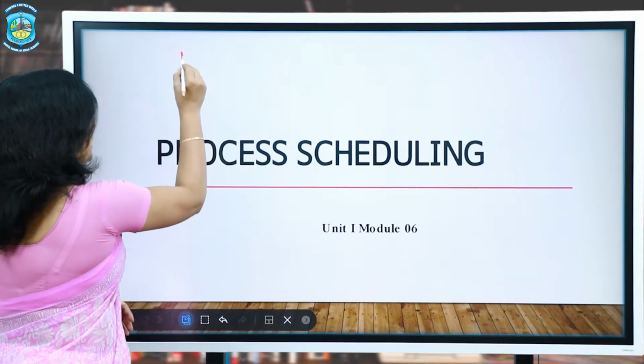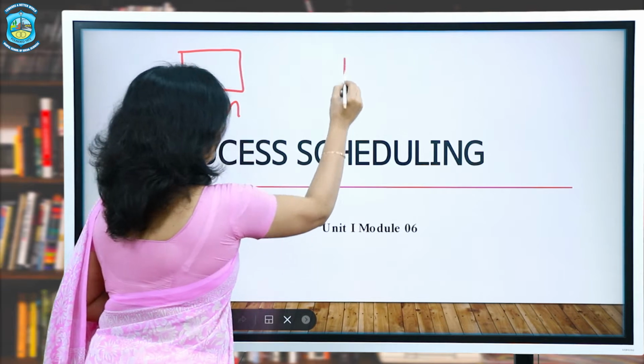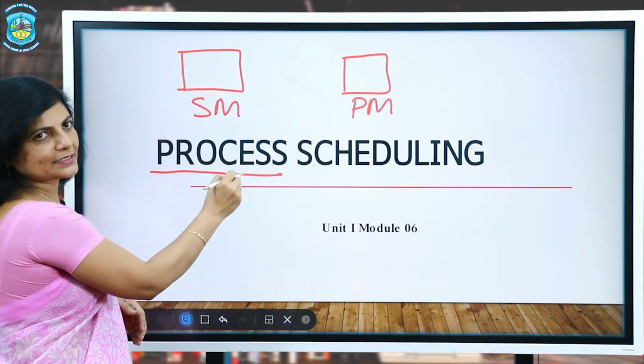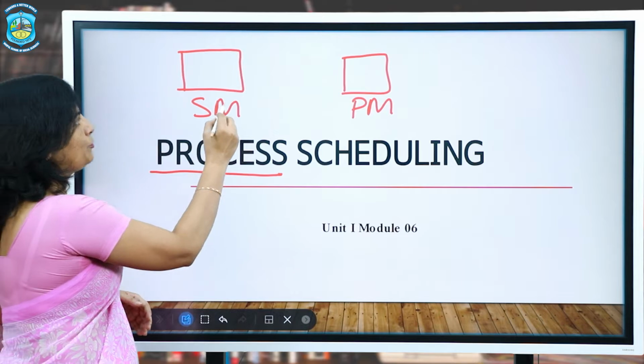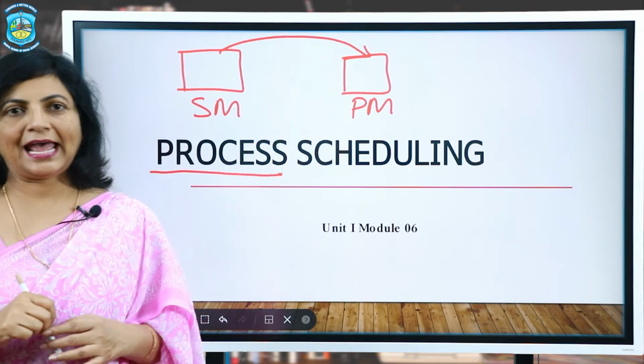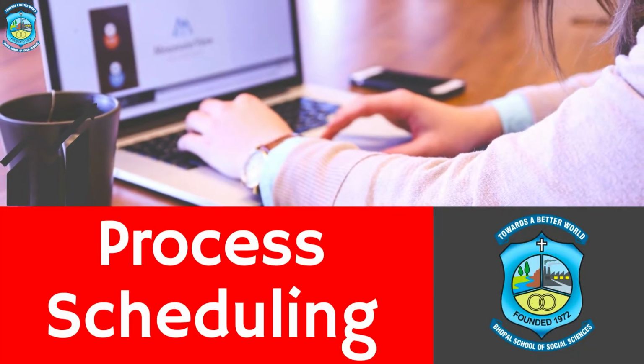In the previous module, I explained process management, where we learned that a part of a program, when moved from the secondary memory to the primary memory, is known as a process. A piece of a program, when moved from the secondary memory to the primary memory, is then termed a process. In this module, we will be learning process scheduling.